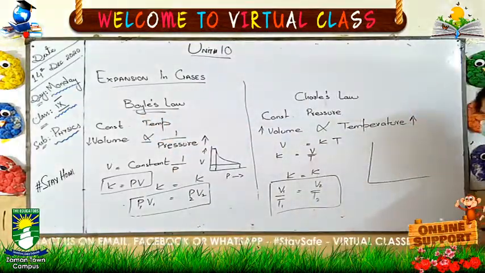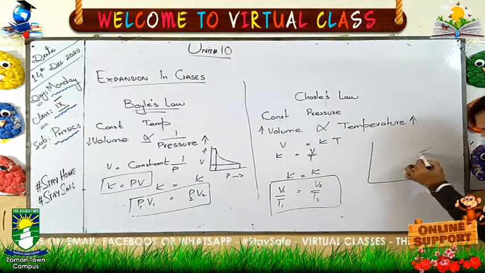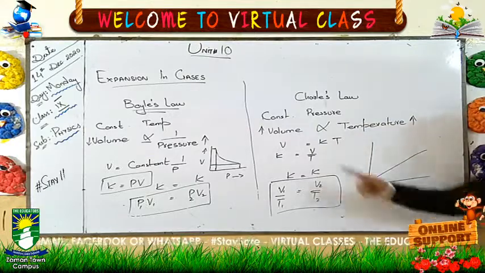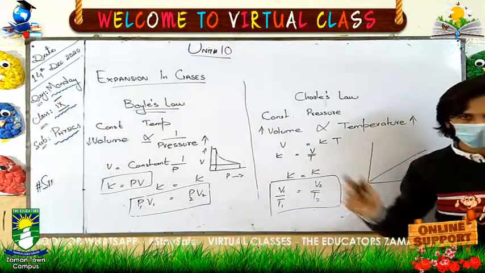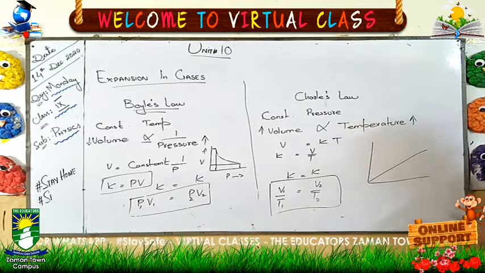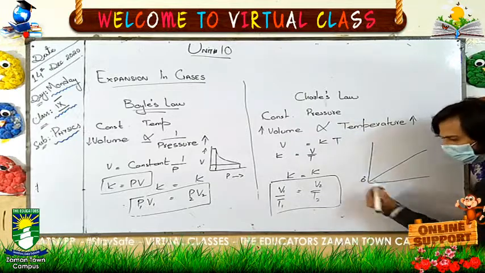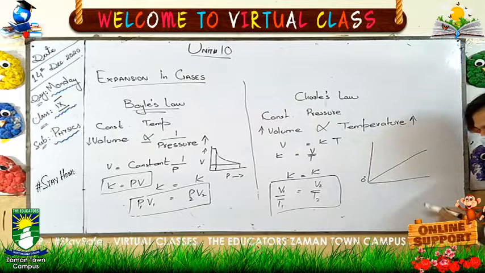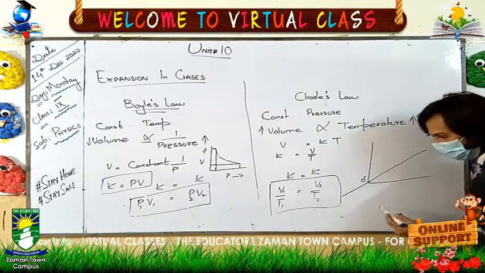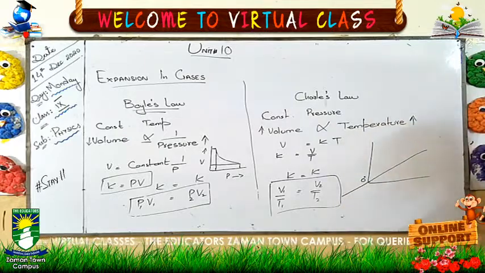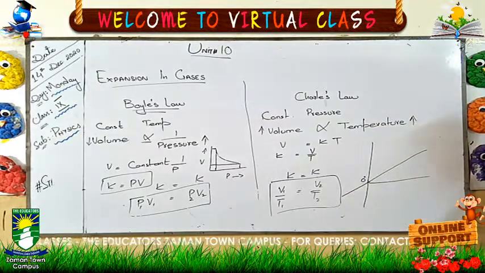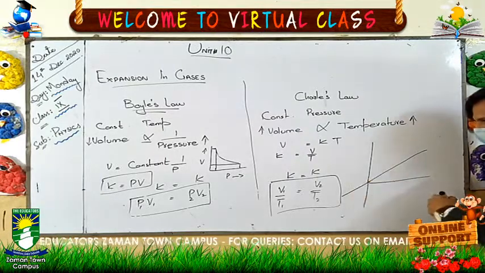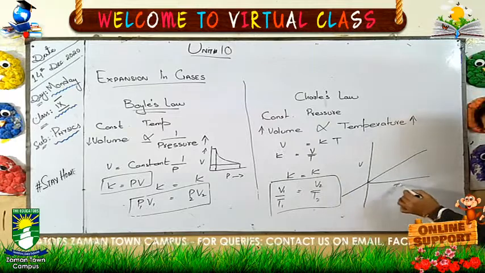Now if we talk about the graph of Charles's law, the graph will be like this, because volume and temperature both have the same effect. If I increase the temperature, volume will automatically increase with the temperature. From here, it will end at 0 degree centigrade. If I extend this line, just suppose this is a chart where we have the value of volume. I am taking this as volume, okay, and this is temperature.